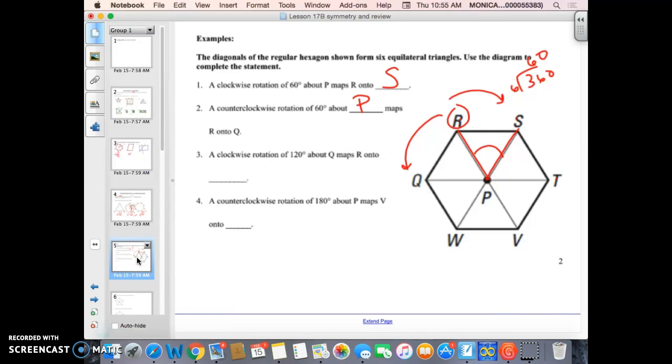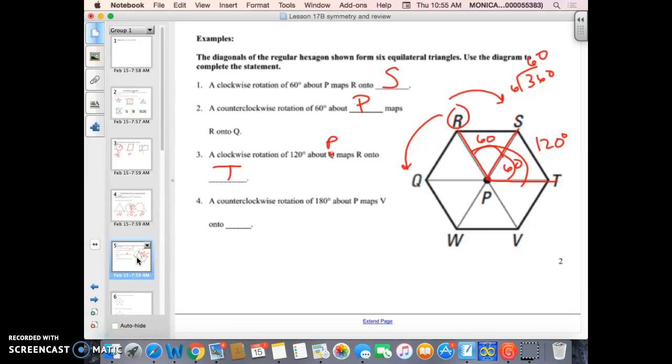A clockwise rotation of 120 about P maps R onto, so now we're going to go 120. So this was 60. So we've got to go 60 more because 60 plus 60, this whole thing is 120. So it maps R onto T.